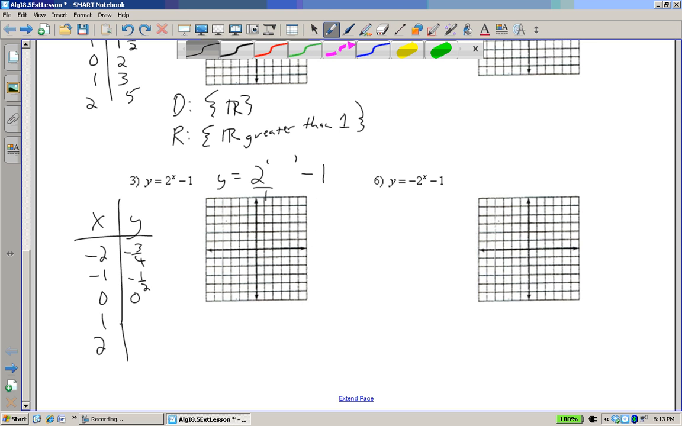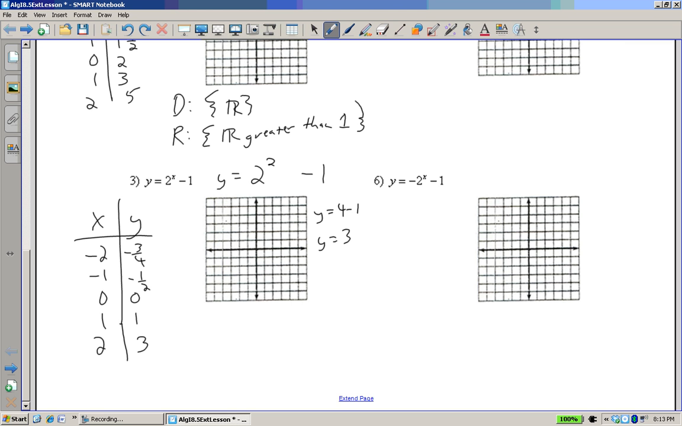All right, 2 to the first power is going to be 2. So 2 minus 1 is 1. 2 to the second power is 4. Minus 1 is 3. And so we have a basic shape of this function here.